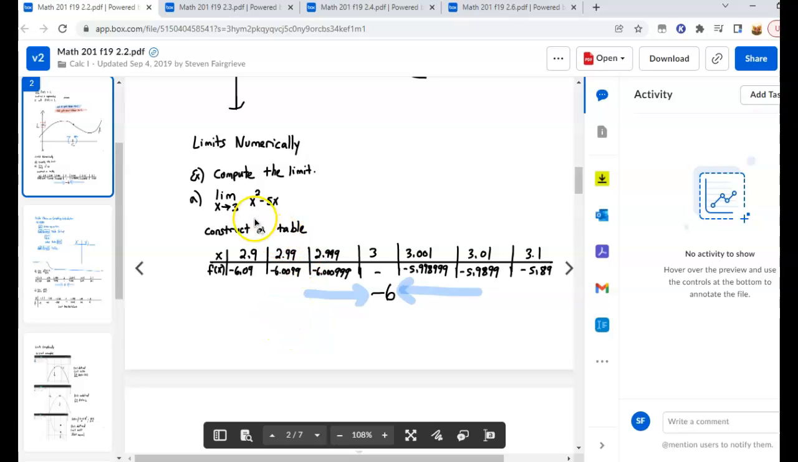So this is a limit. Of course, we know analytically we can just evaluate it because it's a polynomial. But when you're asked to do it numerically, I need to see a table for you to have credit. Okay, you must show those values.